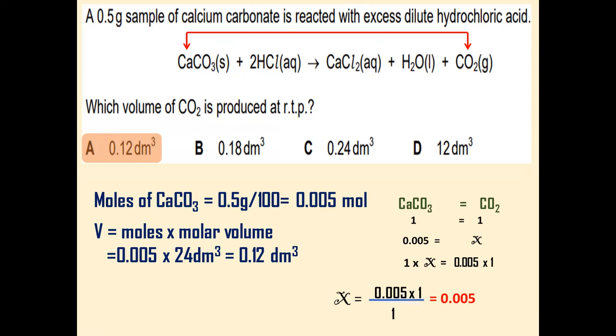So here we studied how, if we have the balanced chemical equation, we can find the unknown quantity of the reactant and product. Hope you got an idea and it will be helpful for you.